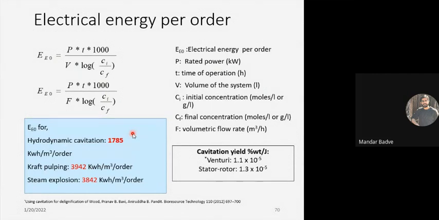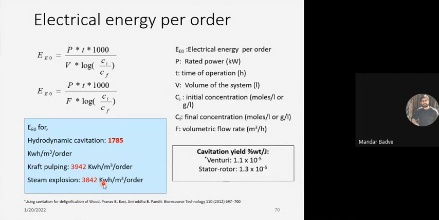And if you try to calculate the electrical energy per order, it is nothing but the amount of electrical energy required to have an order of magnitude change in the concentration, right? Here the concentration is the concentration of lignin. That is what we assume, right? So if you calculate the electrical energy required for hydrodynamic cavitation, and compare it with standard kraft pulping or steam explosion, which is used conventionally for treatment of this straw, we observed that the energy required for cavitation is almost 50% less compared to the conventional treatment, right? So it is very sustainable if your objective is only to manufacture paper board, right?